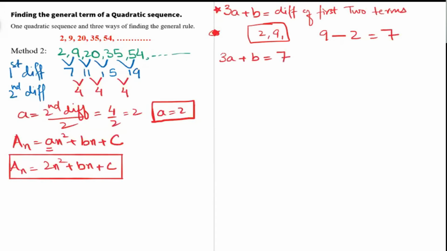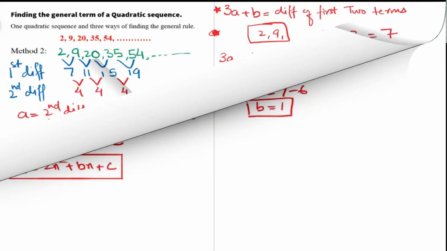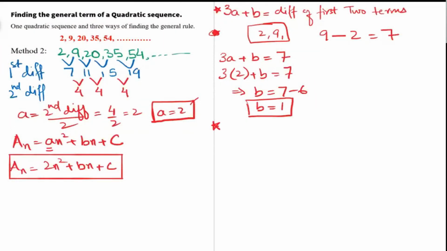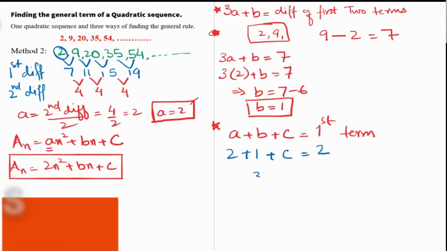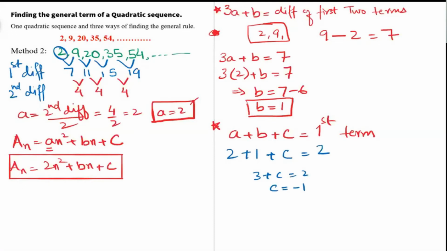And already I've got the value of a. So 3 times 2 plus b is equal to 7. And this gives us b is equal to 7 minus 6. Hence b is equal to 1. Now the second fact is a plus b plus c is equal to the first term. We've got the value of a, which is 2. We've got the value of b, which is 1. And so c is equal to... the first term is 2. So here we are. 3 plus c is equal to 2. And this gives us c is equal to negative 1.